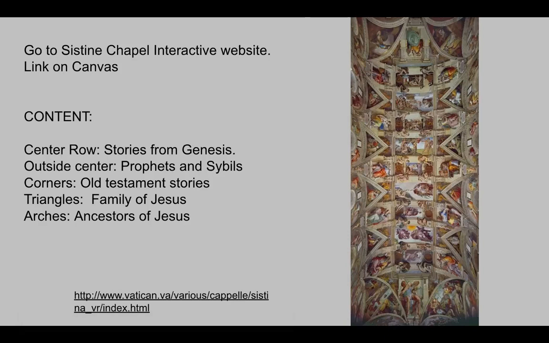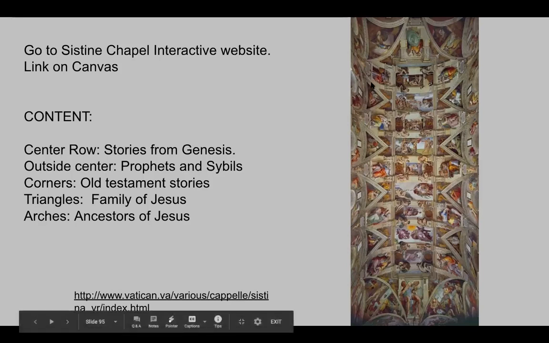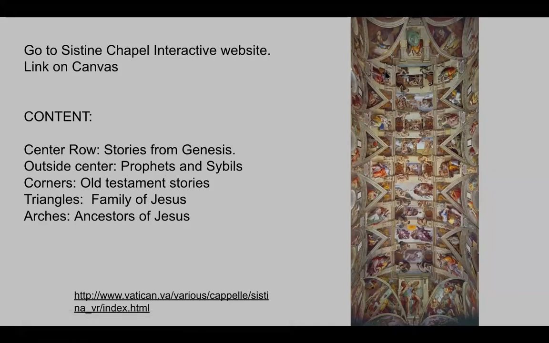Okay? On the outside rows, so right here, can you guys see my cursor, right? Outside rows, so outside of the center, there are prophets and sibyls. They're Old Testament prophets that are men, and then they're Greek sibyls.